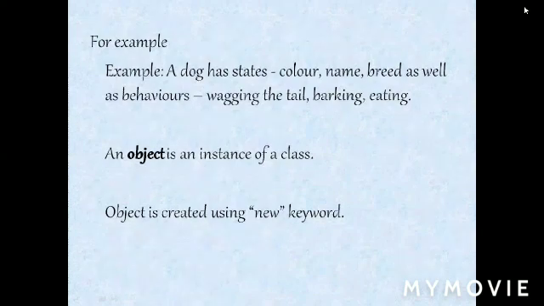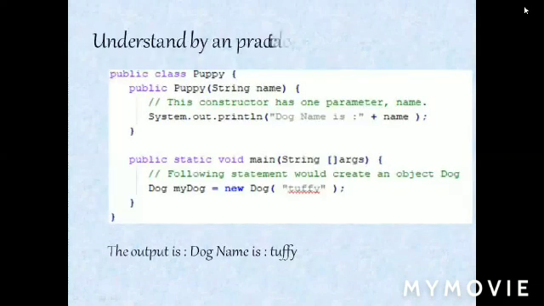An object is an instance of a class. An object is created using the new keyword. Let us understand it by a practical example. As shown here, there is a class Puppy and there is a constructor which has one parameter called name. Now, in the main method, we create an object with the new keyword and we print that object. So, here the output will be: the dog name is Tuffy.